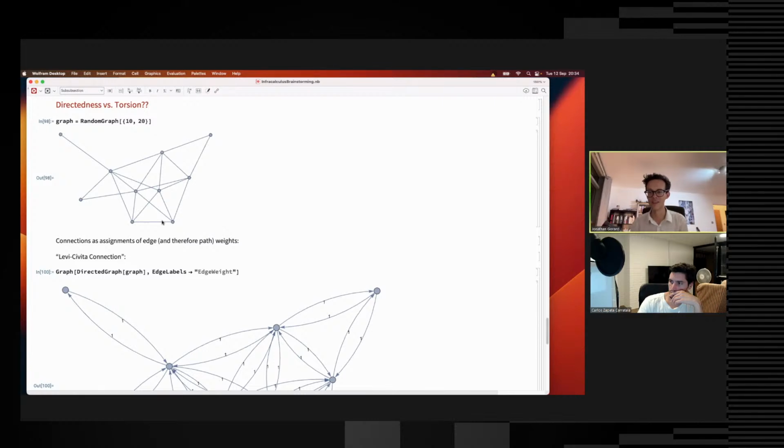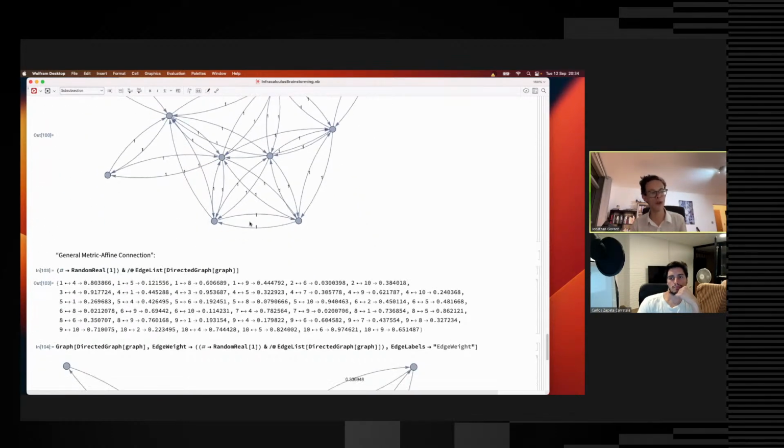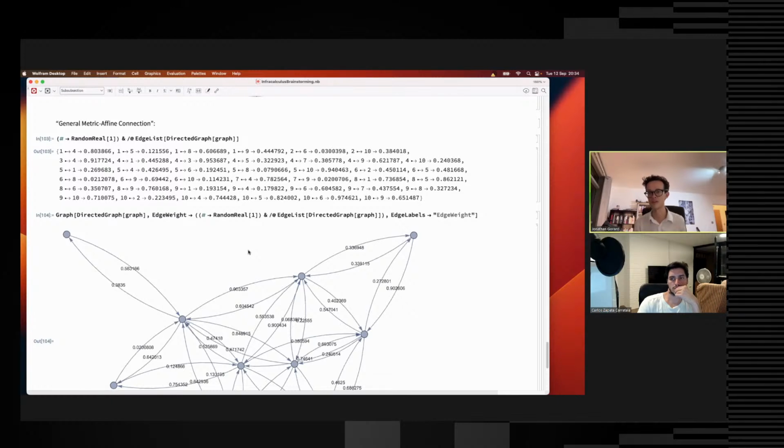That's the collection of points that form our topological space. Then the transitive closure is at least the connectivity properties of the topological space. The graph itself, or the combinatorial structure of the graph, that's like our choice of metric. And then the choice of edge weights on top of that graph, that's like our choice of connection.